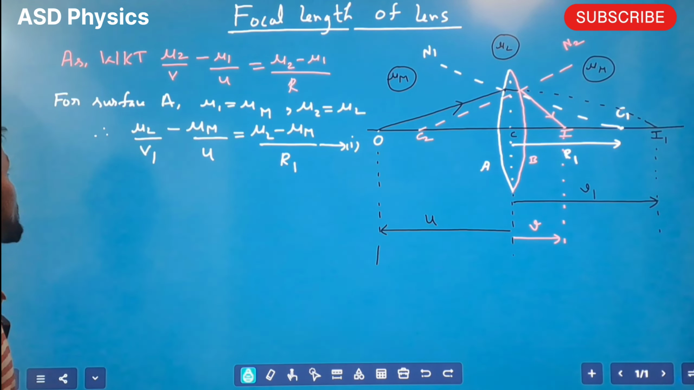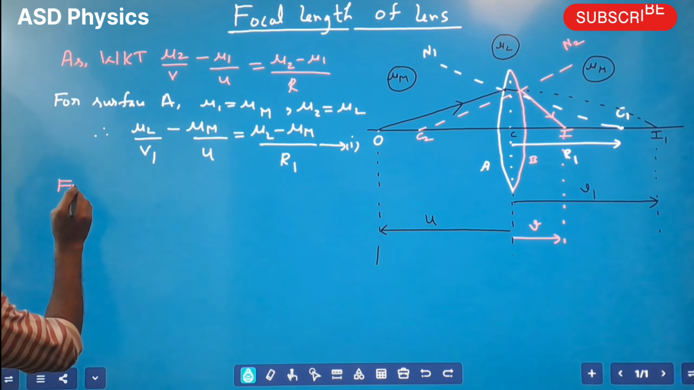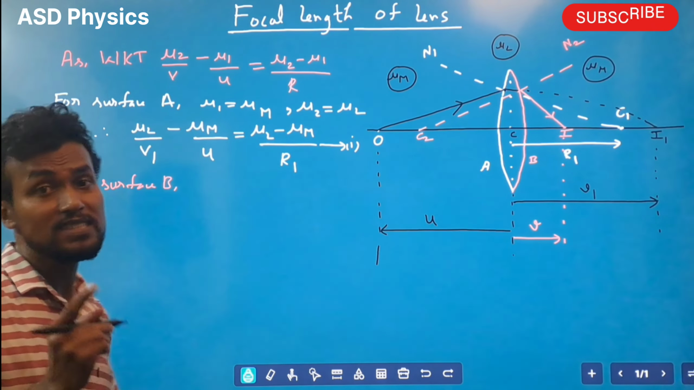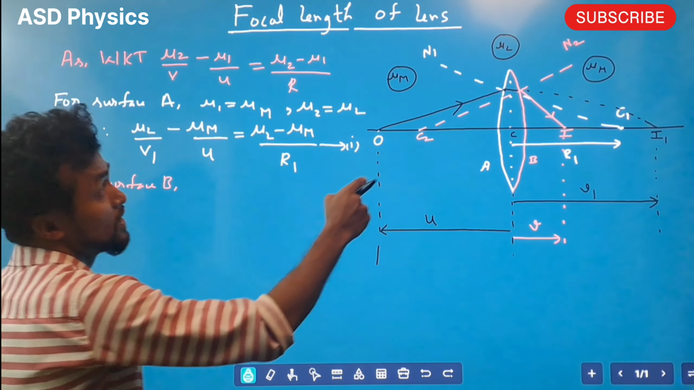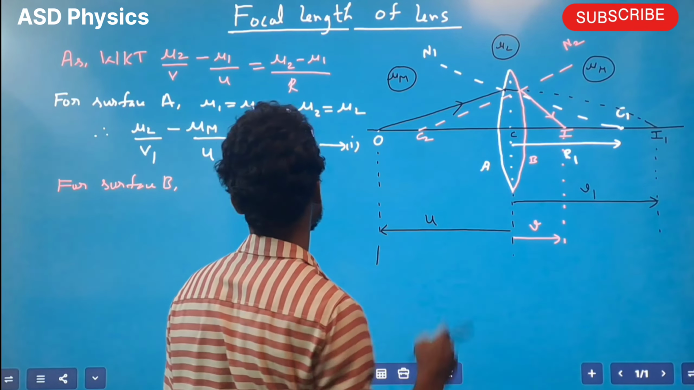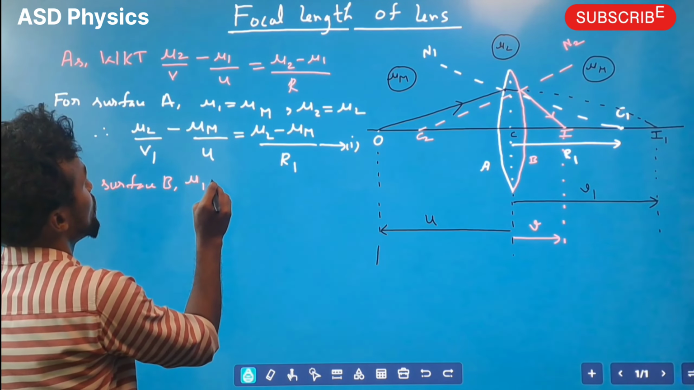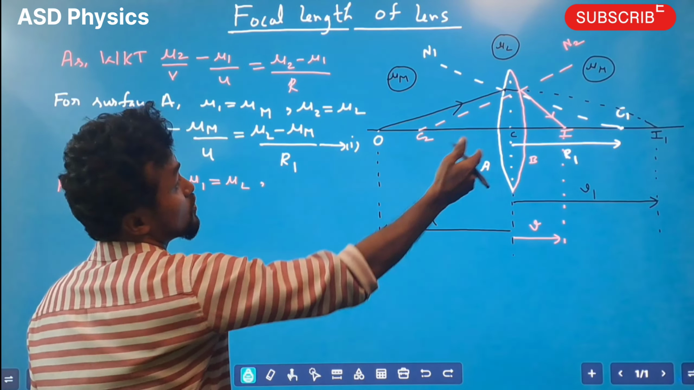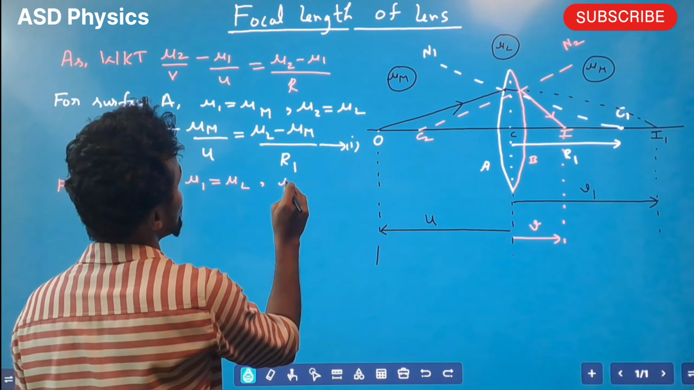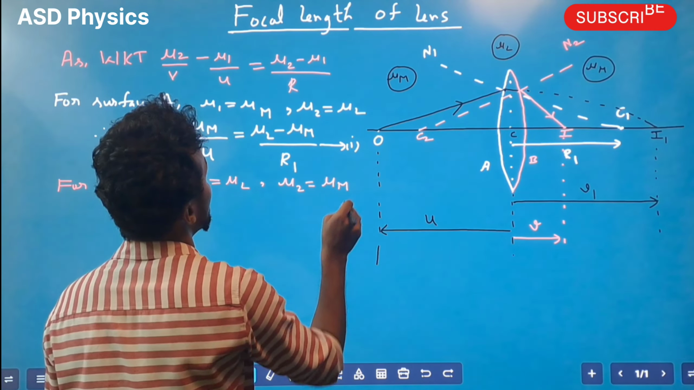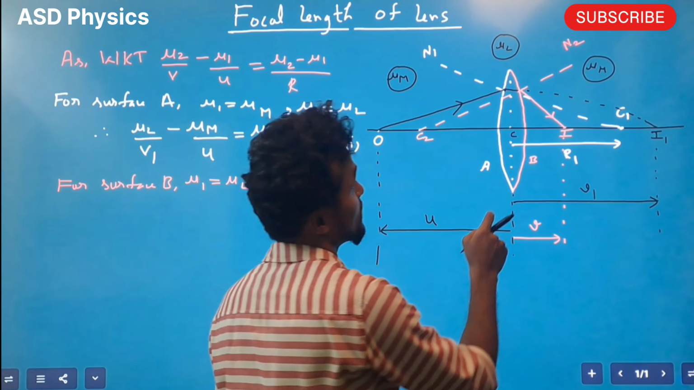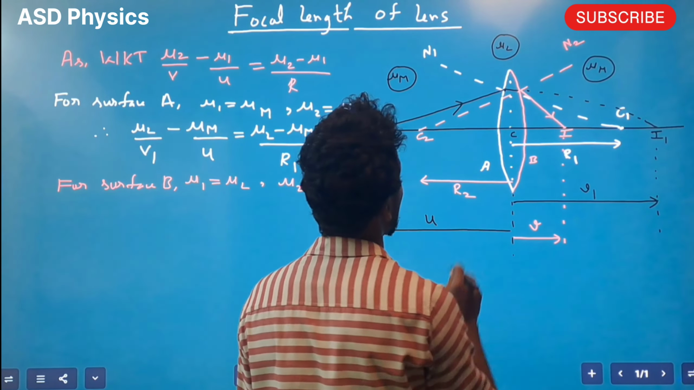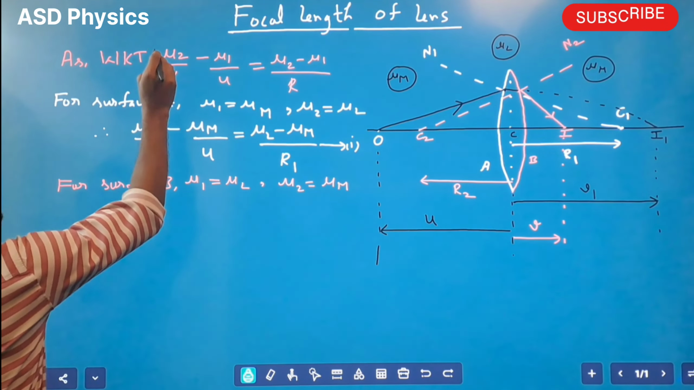Now let me draw for surface B. We are going to see the refraction from surface B. The light is coming from which medium? The lens. So mu1 will be mu l. Light is going into which medium? Air, or mu m. So mu2 will be mu m. And the radius of curvature on this side is R2. So again we are going to use this formula.